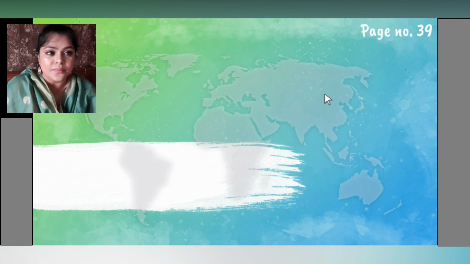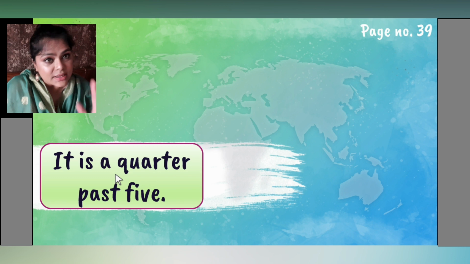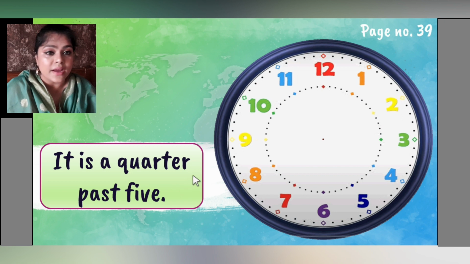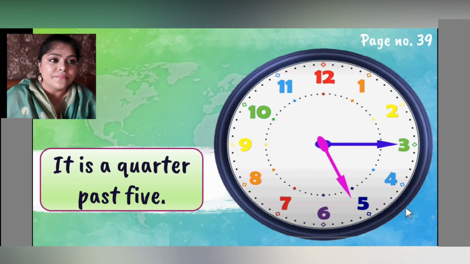Page number 39. It is 5:15. Now let's see. Now our hour hand will point at 5. Very good. A little away from 5. This is your hour hand pointing at 5. Now, a quarter means 15 minutes. 5:15. Quarter means 15 minutes. Okay, next one.